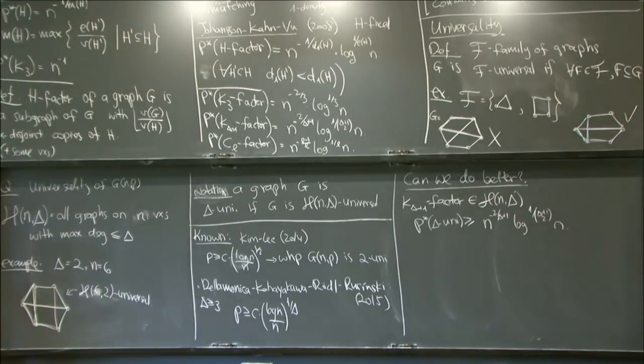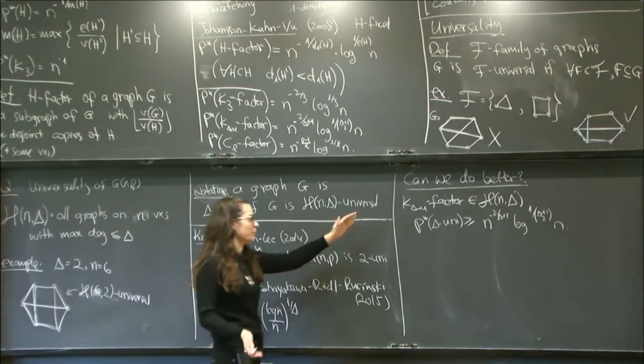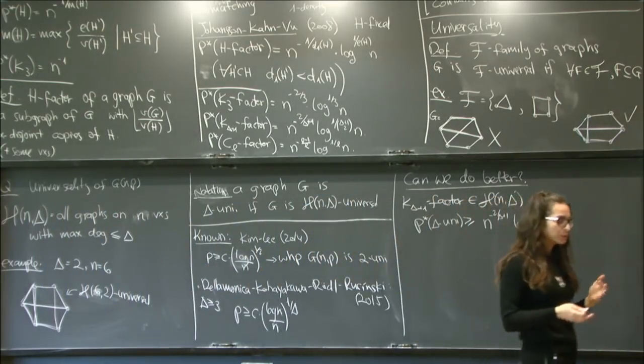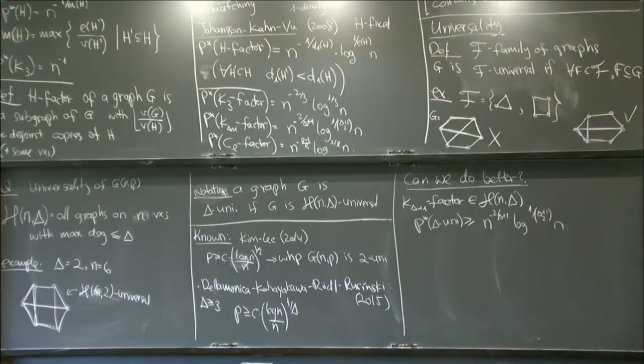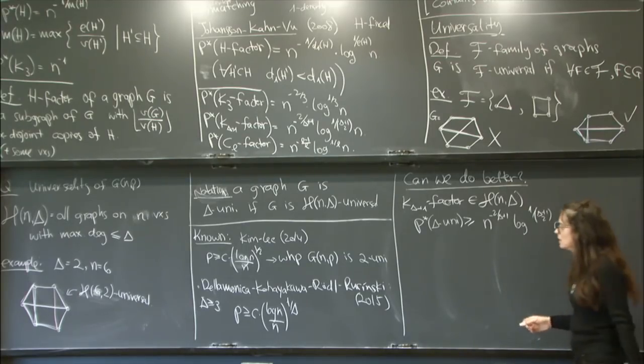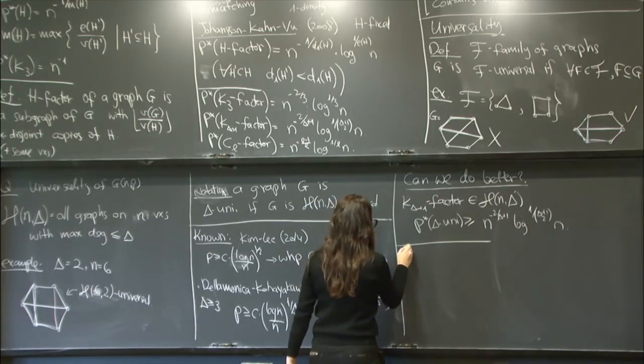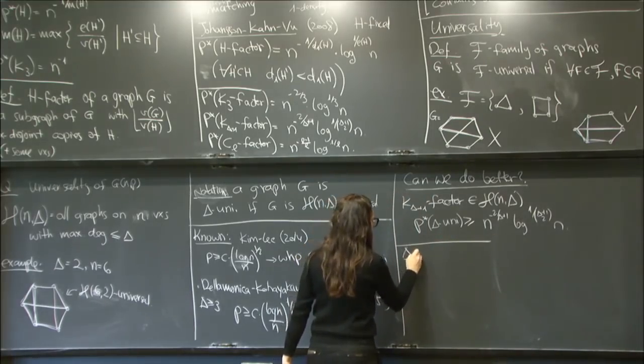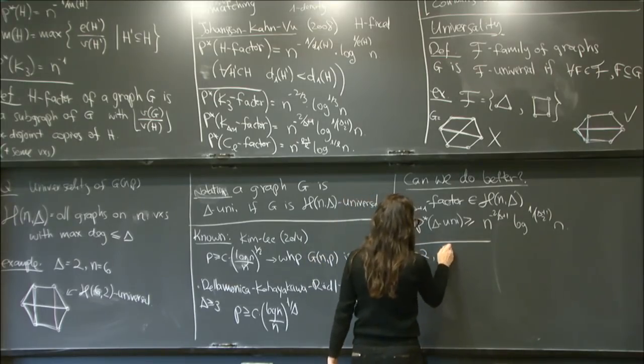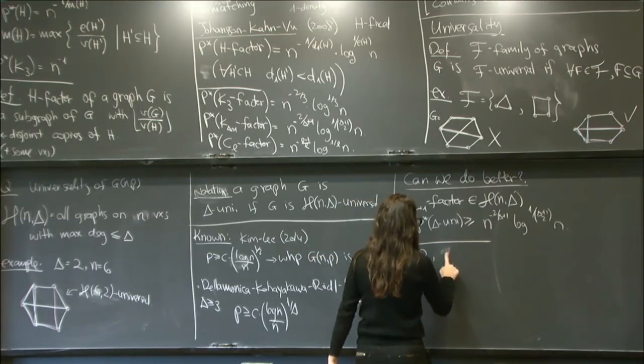We cannot hope for something better because we must contain a copy of the K delta plus 1 factor. And what we want to ask is, is it enough? Maybe once we already have a K delta plus 1 factor, then we already have everything. Maybe in some sense, the K delta plus 1 factor is the most difficult graph to get in this family. So at least for delta equals 2, I will show now that the answer is yes. So it's enough.